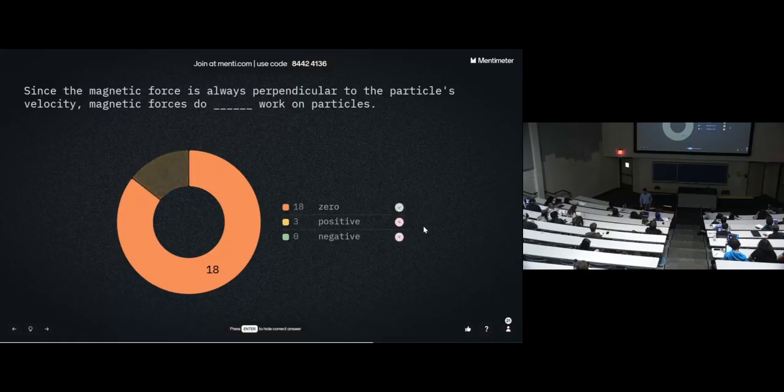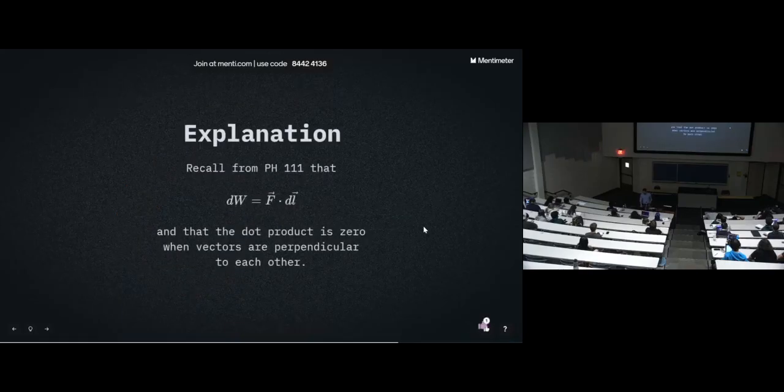The correct answer is zero. They do no work. Recall from PH 111 that an amount of work is F dot dl, and if the force is perpendicular to the distance, which it has to be based on the definition of the cross product, then the dot product is going to be zero. If you take the dot product of a cross product, is what this is saying, the answer is always zero, if you're using the same set of vectors.